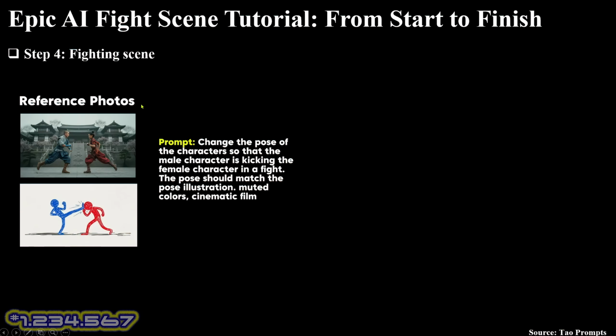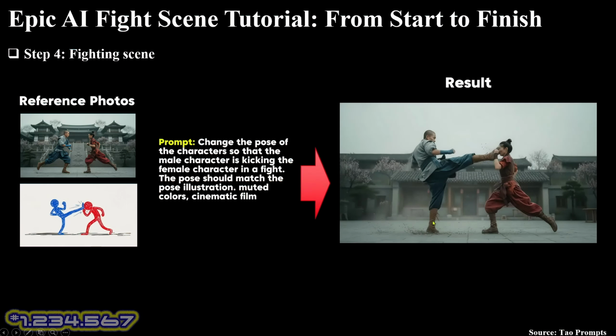Step 4 is the fighting scene. Now it is time to work. So now we have the running figure. After we map, we use any pose that you have, and then you give it a prompt: change the pose of the character so that the male character is kicking the female character in a fight. The pose should match the pose illustration. And then you have the new result, which is quite nice and looks 99% the same here.